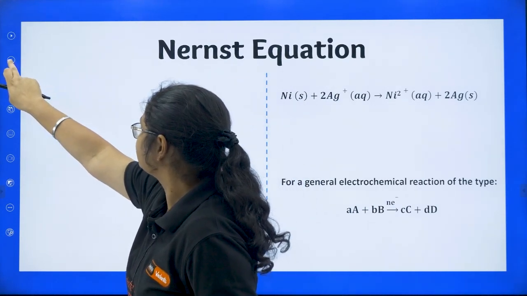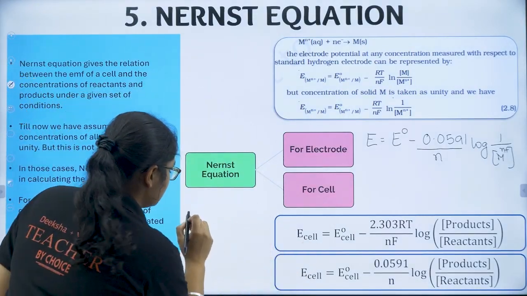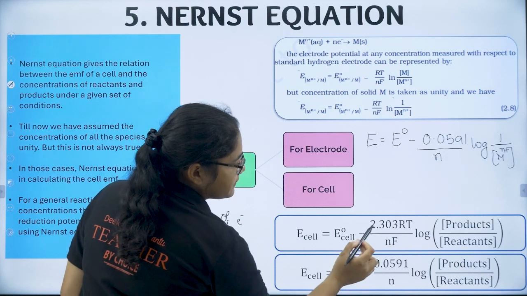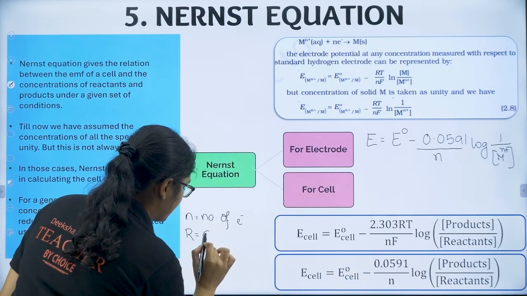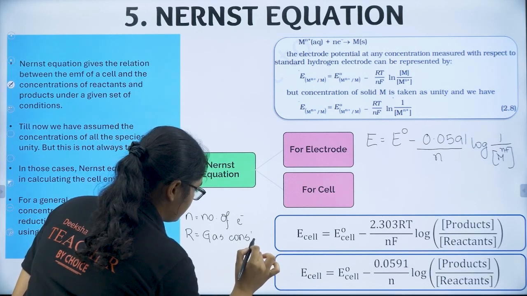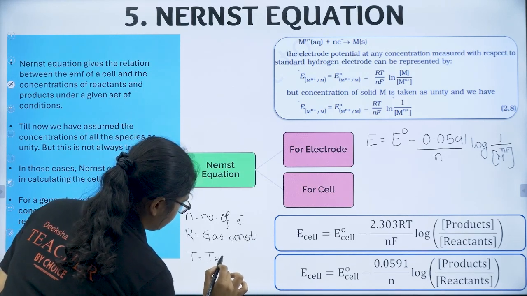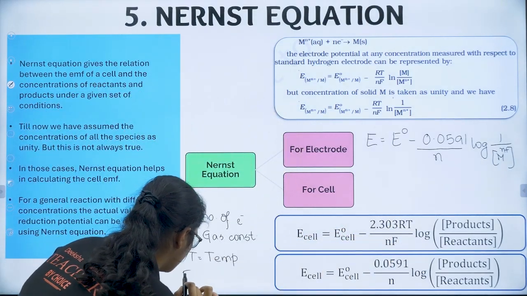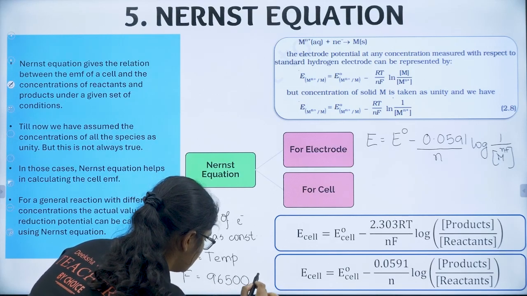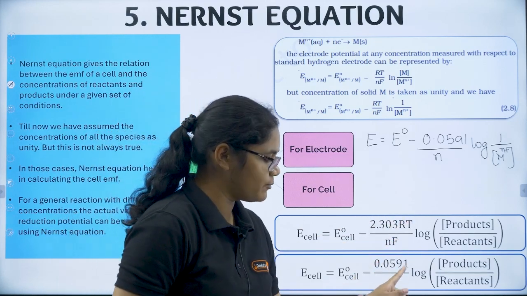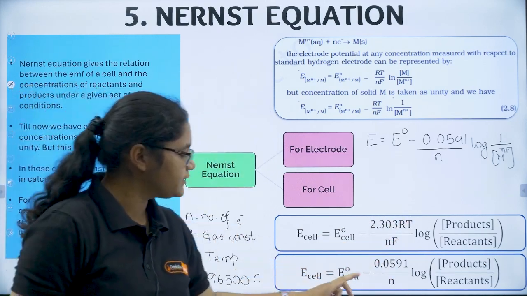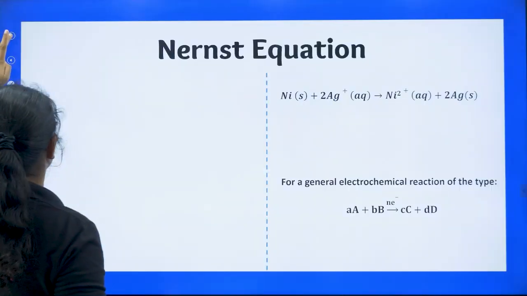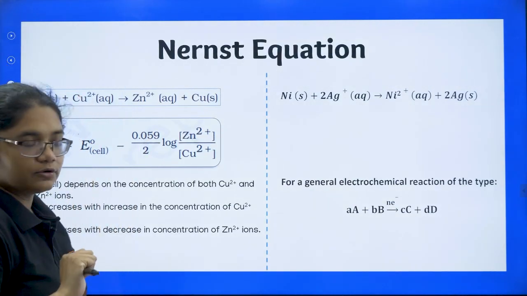Okay, before that, let me just introduce all the terms here first of all. n is the number of electrons. Please write down, n is the number of electrons. Then you have R. R is the gas constant. T is temperature. So, substituting 2.303, R and T, and the Faraday, 1 Faraday is equal to 96500 coulombs. By substituting all these values we get 0.0591 here. That is a simplified form. So the only thing you need to be worried about is n, which is the number of electrons involved in that particular reaction. So if I show this next reaction, Zn to Zn2+ involves 2 electrons, and Cu2+ to Cu also involves 2 electrons.